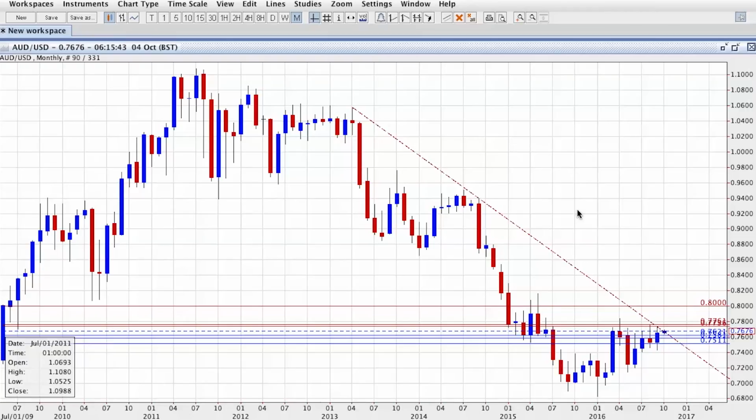But it's really interesting that we've broken this trend line early in the month, and we can see if the Aussie can keep the momentum today and head up there.